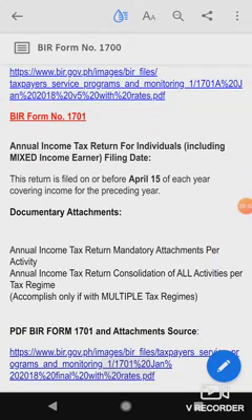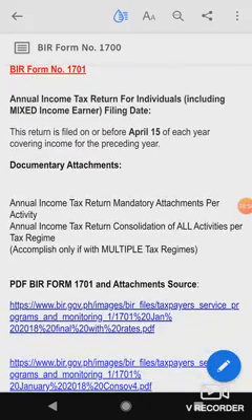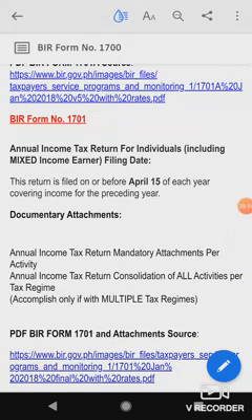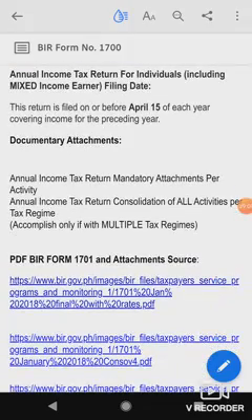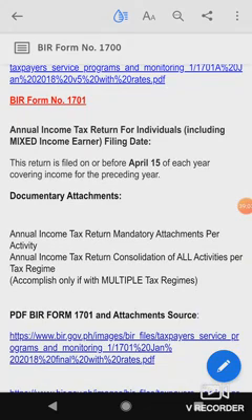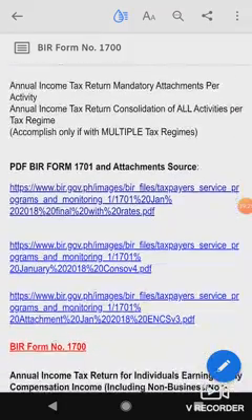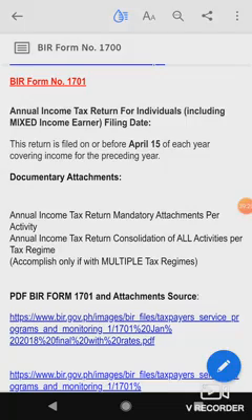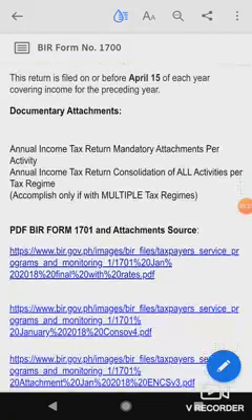So for 1701, the annual income tax return for individuals, including mixed income earners, the filing date is the same, April 15 of each year, covering income for the preceding year. The documentary attachments, however, are two: the annual income tax return with mandatory attachments per activity for mixed income earners, and the annual income tax return consolidation of all activities per tax regime, accomplished only with multiple tax regimes. So if there are several sources of income, these two attachments are necessary.